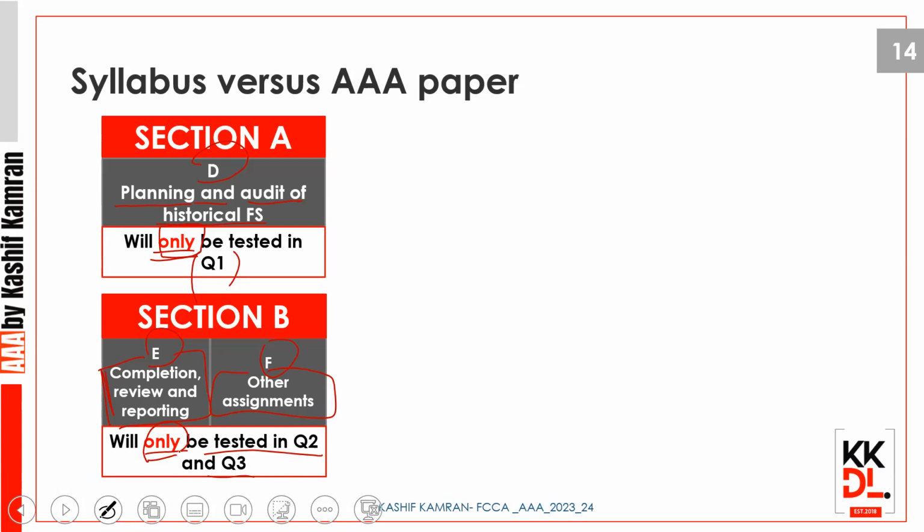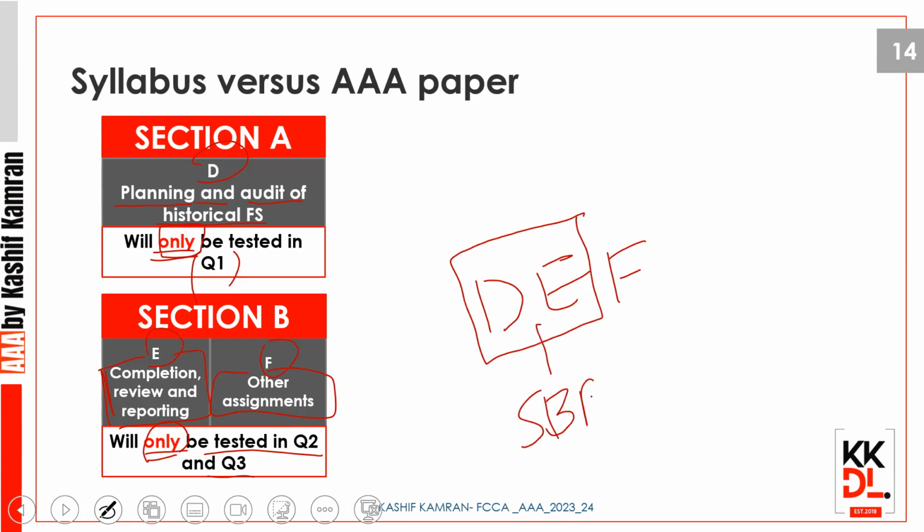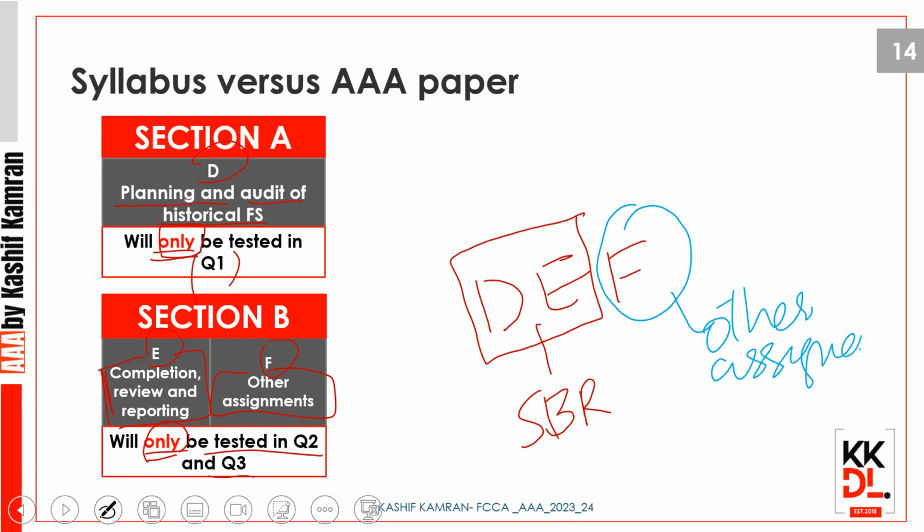So technically, which three syllabus areas are important? D, E, and F. And you know, D and E are the ones which need the SBR knowledge, right? And F is a syllabus area about other assignments, which is another core area of the AAA paper, because you don't do other assignments in the AA paper or the F8 paper. All of you will be doing it for the first time. It's a pretty simple syllabus area, easy to understand based upon your knowledge from syllabus areas A, B, C, D, E. So is everyone clear so far?